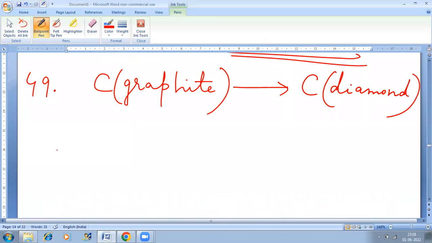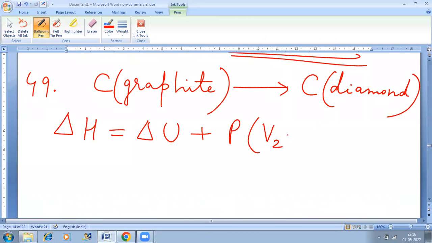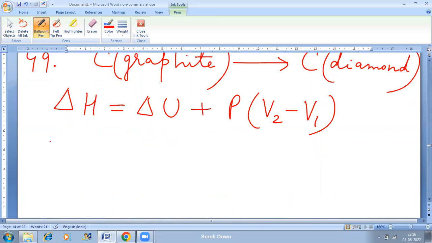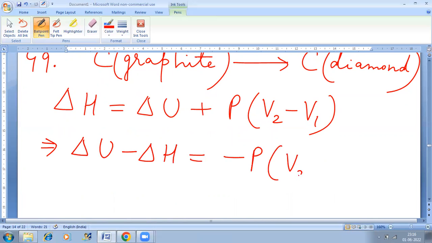Okay. And they have asked us to find out delta U minus delta H. We know that delta H is equal to delta U plus P into V2 minus V1 if pressure is constant. In the question, they have mentioned that the pressure is constant and the value of pressure is given as 5 into 10 raised to 5 bar. From here, I can say delta U minus delta H is minus P into V2 minus V1.